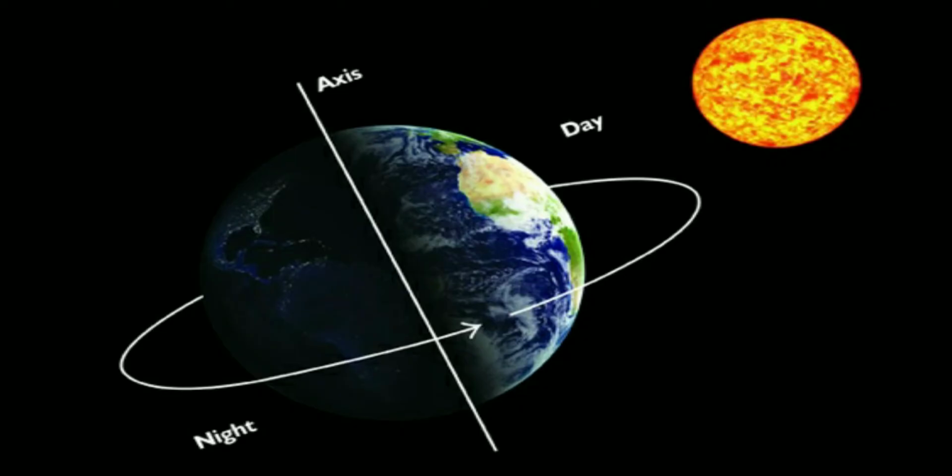If the axis was not tilted and perpendicular to the plane of the earth, all parts of the globe would have experienced equal length of day and night throughout the year. But since the Earth's axis is tilted, it causes varying lengths of days and nights and different seasons. In summer, days are long and nights are short.